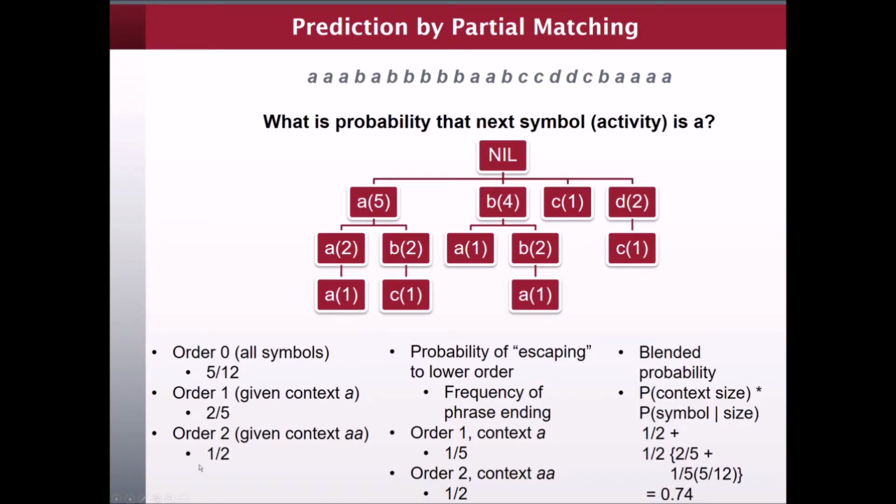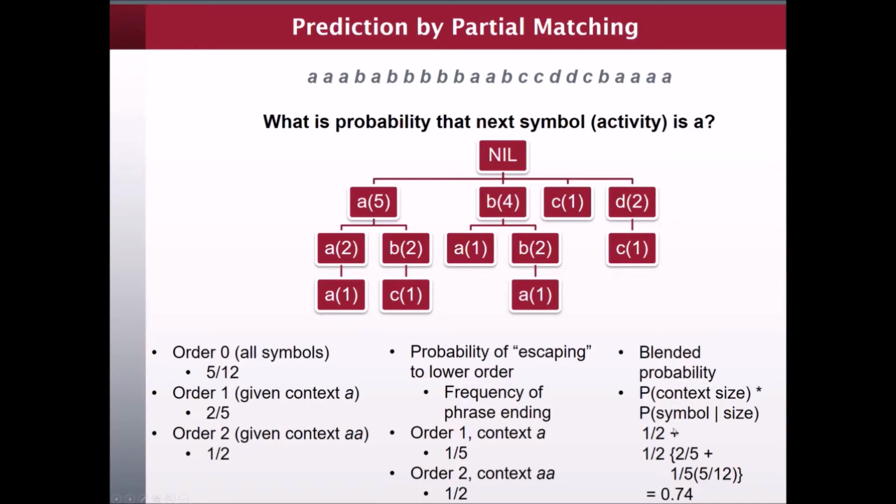Therefore, in order to determine the probability that the next symbol is A, we need to compute a blended probability that considers the probability of each context size or phrase size with the probability that, given that context size or phrase size, A is the symbol that's going to occur next. So we will look at all 3 phrase sizes in our example trie.